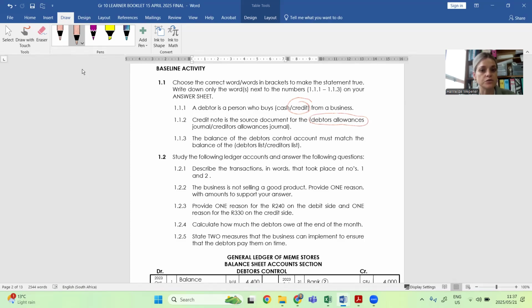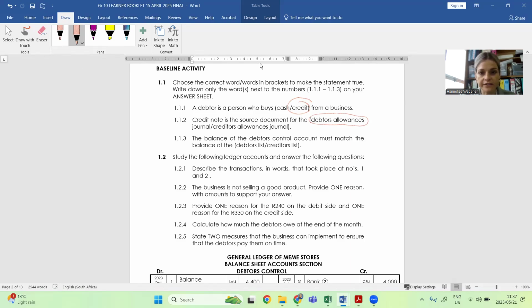For our creditors, we will issue a debit note on our side when we return goods to them, because we are saying that we no longer owe you, therefore we are debiting the liability account. Debtors, you no longer owe us because you have now returned the goods to us, therefore we will credit your account. That's why it's a credit note.